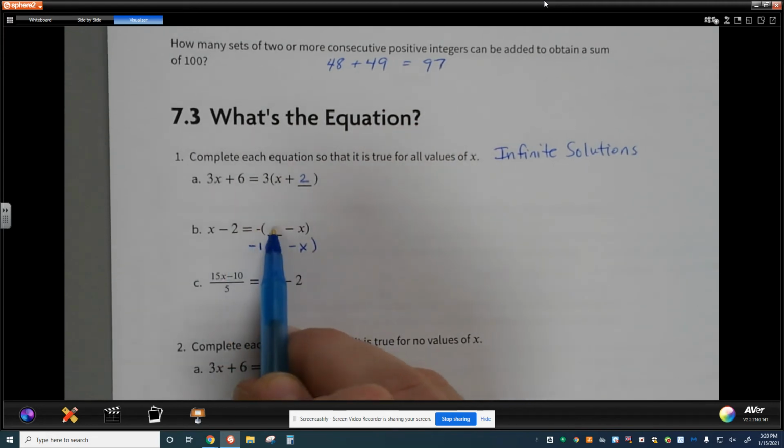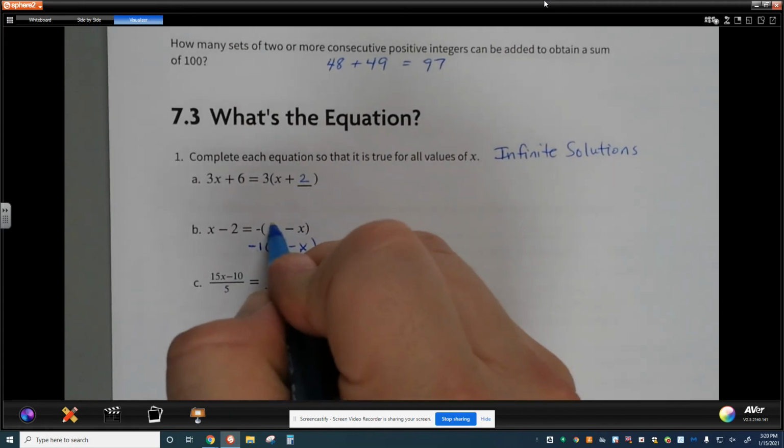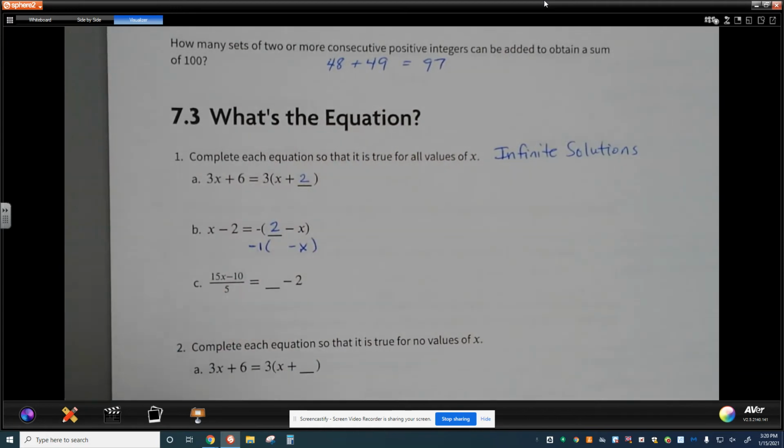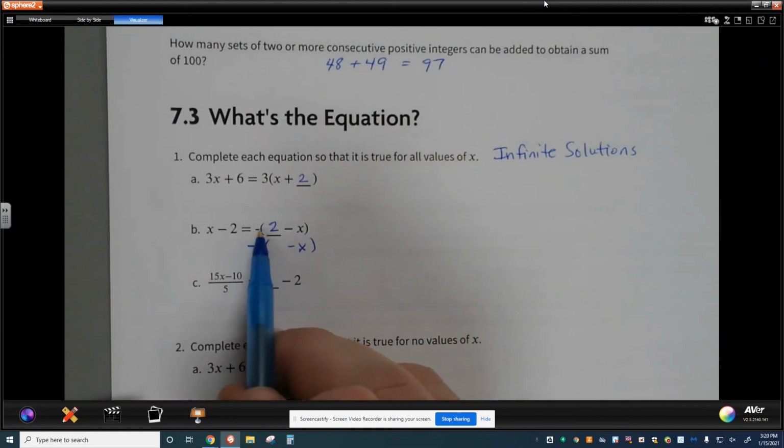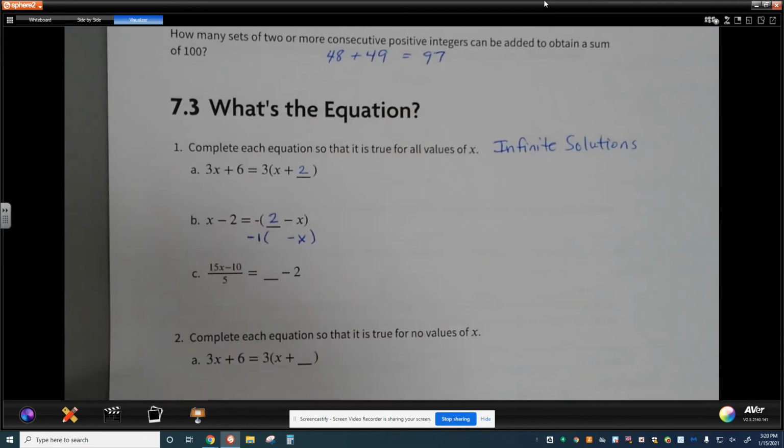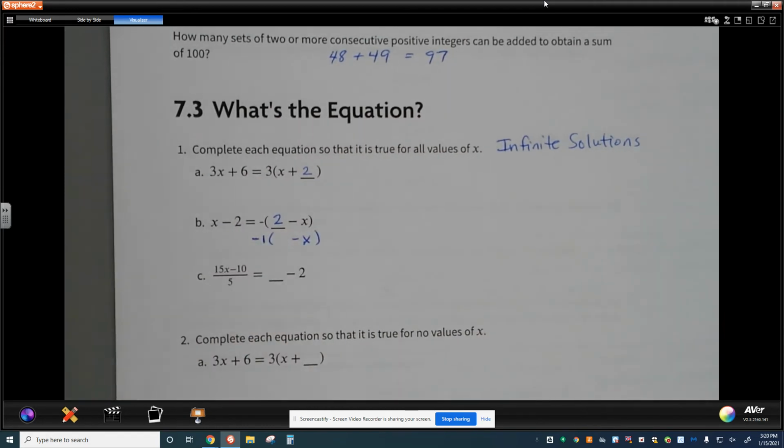That means that my value right here has to be -2 divided by -1, which would make that +2. That would be the only value that I can use to make this infinite solutions, because then when simplified through distributive property, this expression would be exactly like this expression. Looking at the next one, this one might be just a little trickier.